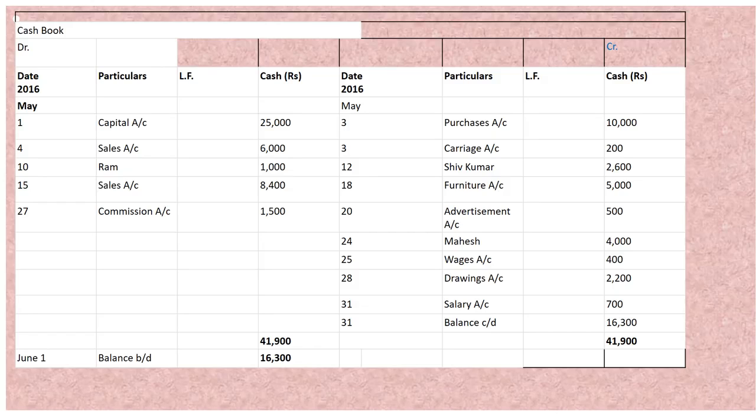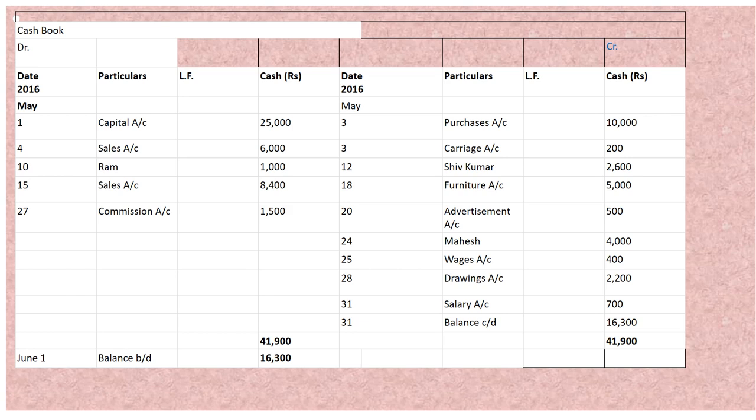Next one is 18, purchased furniture for cash for office. So by furniture account here, isn't it so? Because we have purchased furniture. If goods were purchased, it would be by purchases. With rupees 5,000. May 20th, paid for advertisement with rupees 500. So by advertisement account 500.